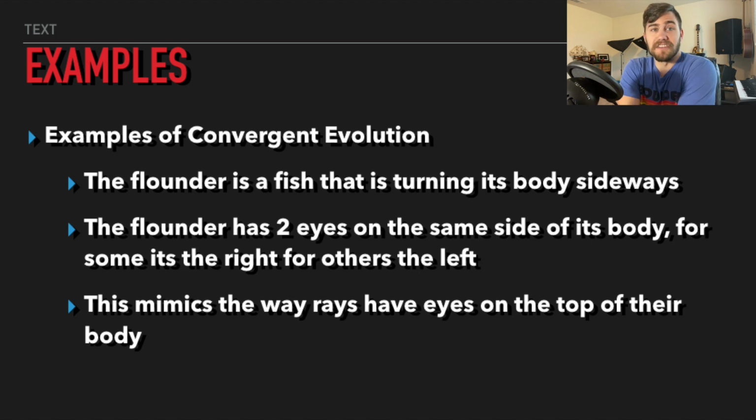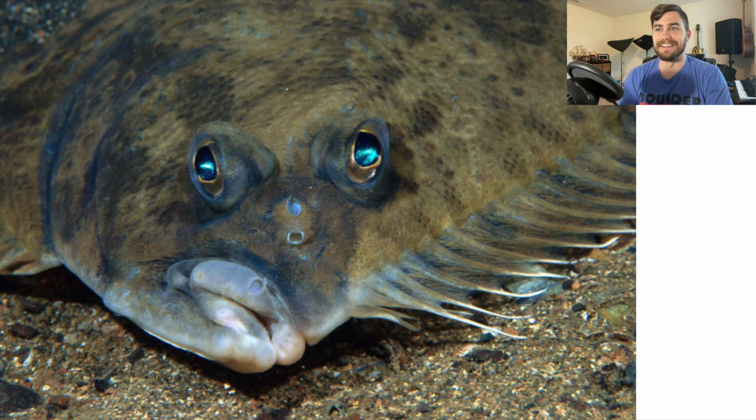Another one, the flounder fish. This is a fish that is turning its body sideways. As a larva, they actually look like regular fish with eyes on either side of their head. But as they become adults, their skeleton changes, and the growth of their skull changes so dramatically that it brings both eyes to the same side of their body. For some, it's the left, for others, it's the right. And this mimics what rays do, right? So like stingrays and fish like that. They're copying flat fishes, but they're technically not a flat fish, right? Because they're just not. So here's what a flounder looks like as an adult.